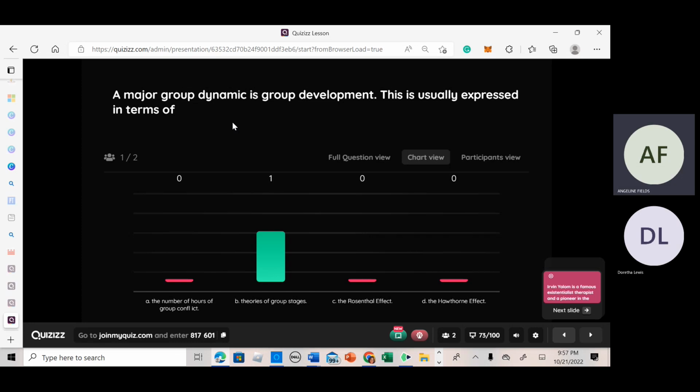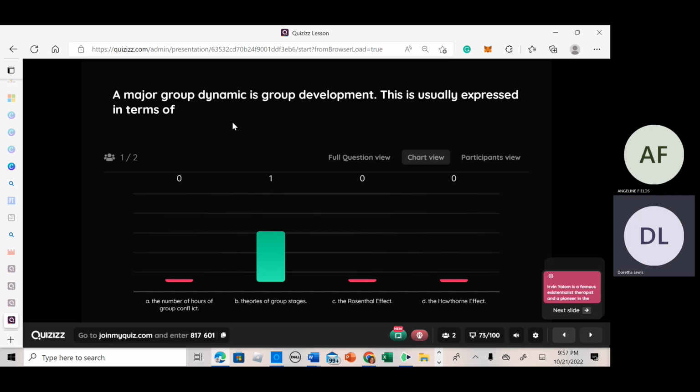I was just thinking about the Rosenthal effect and the Hawthorne effect. I wasn't sure what those were. I knew it wasn't the number of hours of group conflict because it was talking about the major group dynamic. So I just didn't know if the Rosenthal effect and the Hawthorne effect had anything to do with group development. Let's see if we can look that up real quick.